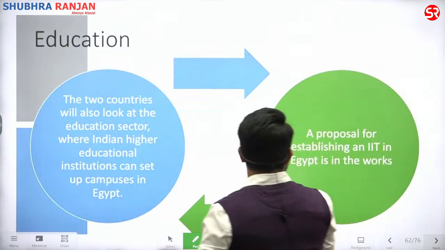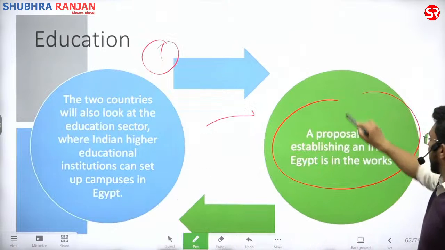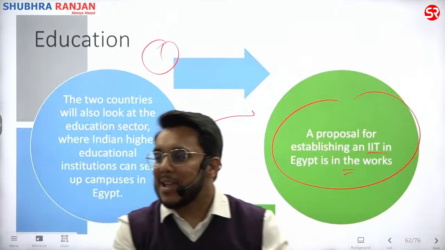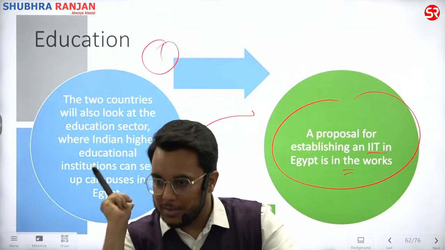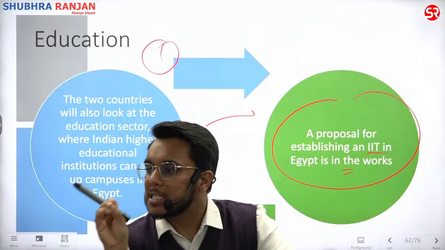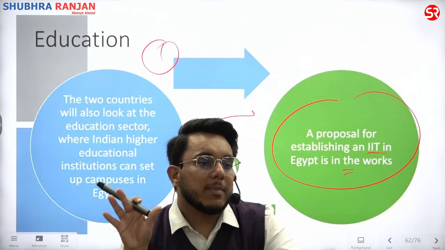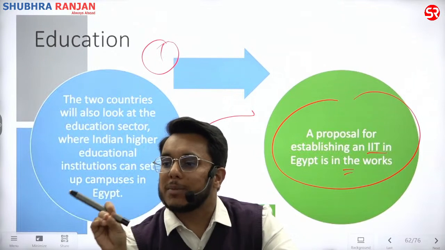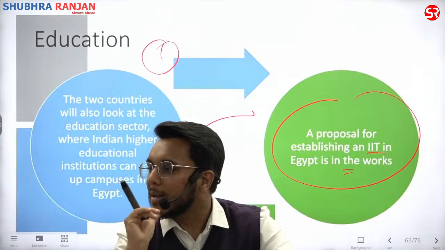Theek hai. Then next comes education. Now, a proposal for establishing an IIT in Egypt is in the works. Theek hai, toh hum Egypt mein bhi ek branch kholenge IIT ki. Theek hai? Now, understand that this also goes in line with something. If you remember, recently UGC has approved the guidelines for the entry of foreign universities in India. Now see this. India is aiming to be Vishwaguru. Yes or no? As India is aiming to be Vishwaguru, India needs to become an educational hub. India being an educational hub will help India become a Vishwaguru.